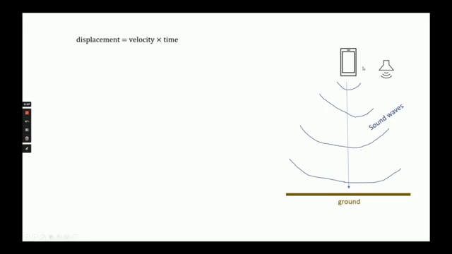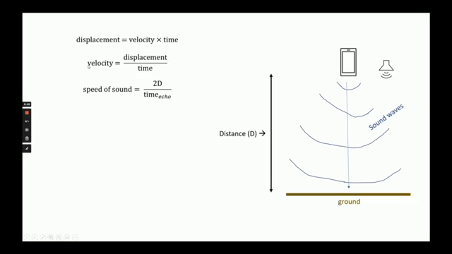So we have a phone, and it's emitting some amazingly drawn sound waves. My art skills are amazing. And the sound waves are hitting the ground, bouncing back, and echoing back to the phone. So here we have the equation displacement equals velocity times time. Here's the distance between the phone and the ground. So the velocity is equal to the displacement over the time. And this means that the speed of sound is equal to twice the distance over the time of the echo.